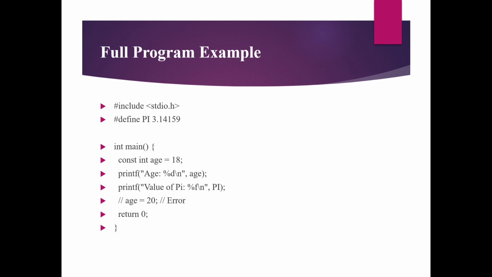So let's take a look at an example using const and #define. Here the age is a constant declared using const and pi is declared using #define. If you try to change the age, the compiler simply gives you an error. This proves that both the declarations work, but they behave slightly differently.